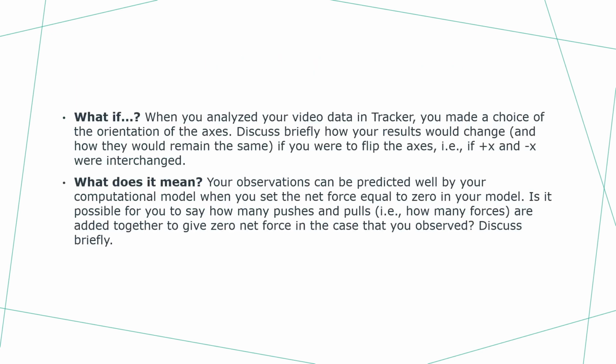What if the axes were changed? Then the speed would be the same, but the sign of the velocity would be flipped, so it would be negative velocity instead of positive. And we would not be able to determine how many pushes and pulls, how many forces are added together to give 0 net force, because we do not have sensors on the cart to tell us where the forces are coming from.